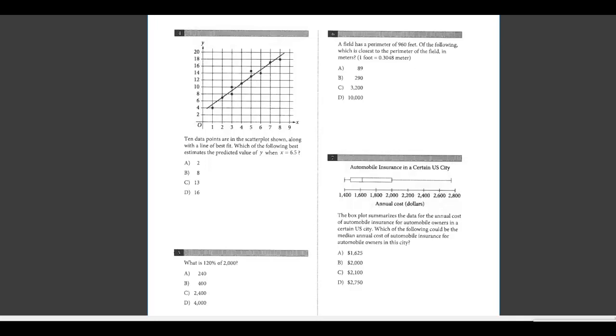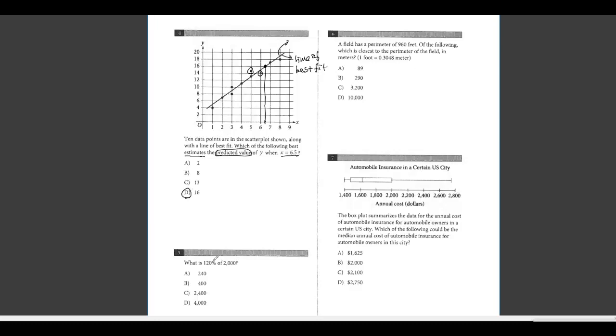All right, this is number 4. So we have data, and this is the line of best fit. But this is the predicted line, that is not the actual. Only this point is the actual value. Over here, which of these best estimates the predicted value? We use the line. So x equals 6.5. There is no actual value at 6.5, so we choose the predicted one. This is what the predicted number is, which is 16. That is the answer.